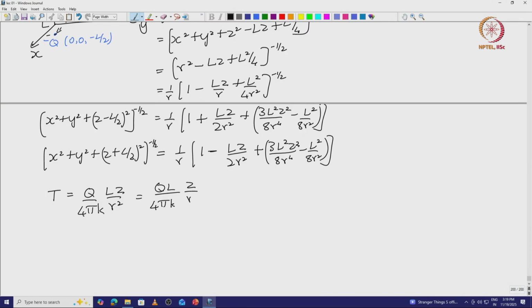Into z by r square. Which in a spherical coordinate system I can write as QL by 4 pi k into cos theta. My apologies, this should be r cubed because there is a 1 over r sitting outside here. So I have to incorporate that 1 over r sitting outside here as well. So this becomes r cubed, cos theta by r square.